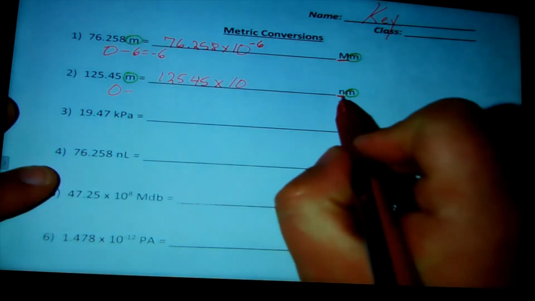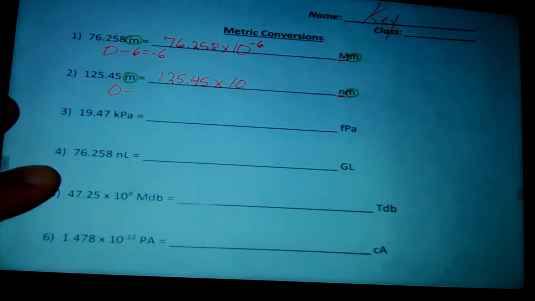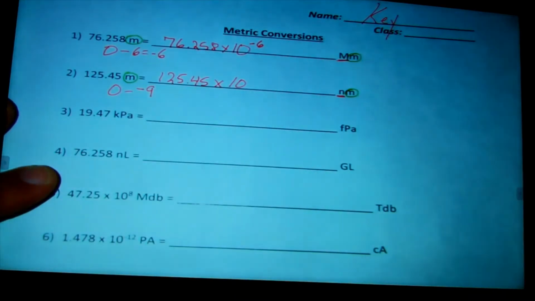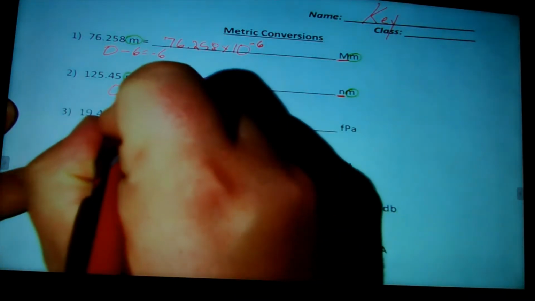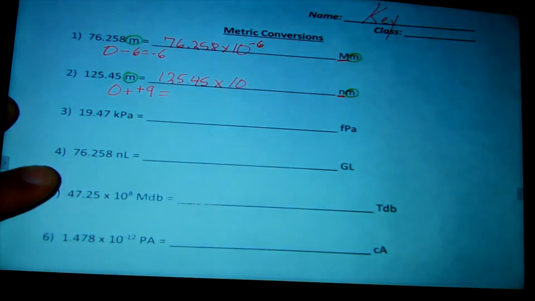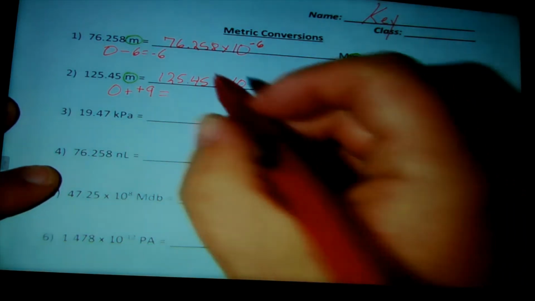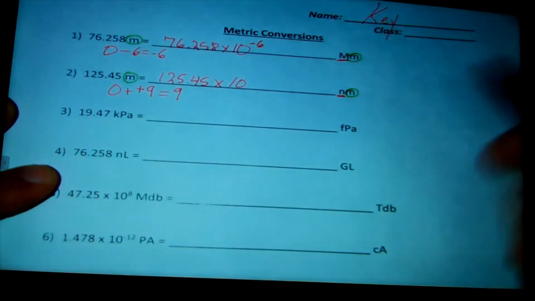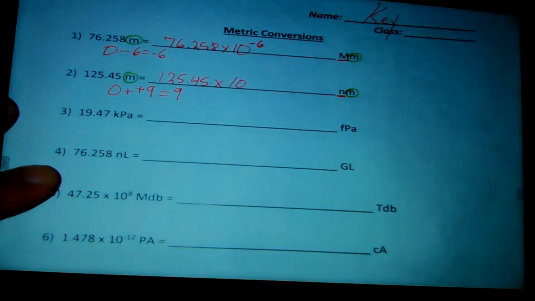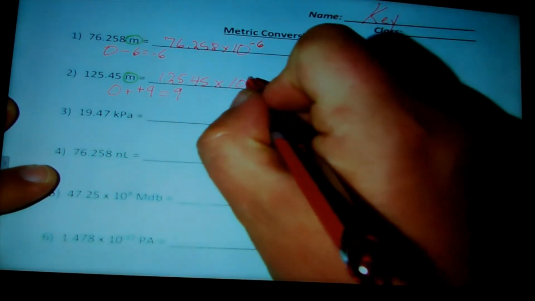0 minus nano. If you look on your exponential sheet, or you just got it to memory, you'll know that nano is -9. Subtracting a negative is the same as adding a positive, so we'll change those signs. So 0 plus 9, which is the same as 0 minus -9, is equal to 9. And it's the same thing. We don't have any exponential value on these units, and we didn't start with an exponential value, so it's just 9.